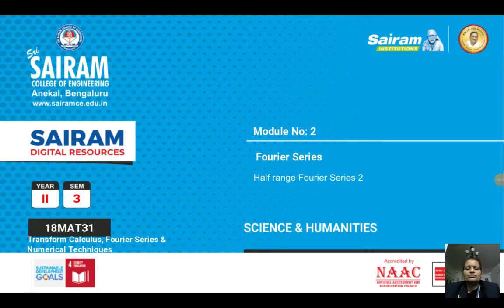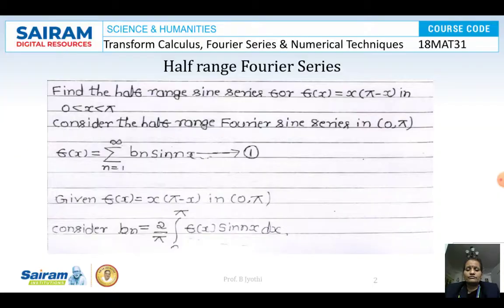In this video, I am going to explain the half-range Fourier series 2. In the previous video, I already explained what the half-range Fourier series is and what the types of half-range Fourier series are, that is the sine series and the cosine series, with two different intervals, 0 to pi and 0 to L also. Now some more problems will be explained in this video.